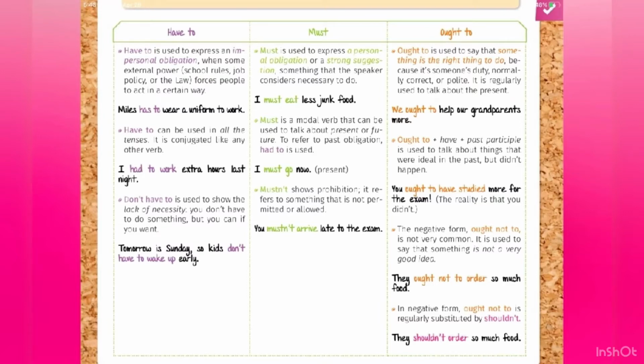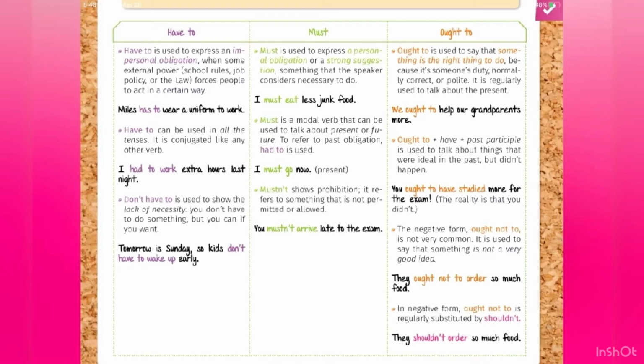The first one is have to. We use have to if we want to express an impersonal obligation, when some external power like school rules, job policy, or law forces people to act in a certain way. So this modal verb of have to is to express obligation. Let's look at the examples. Miles has to wear a uniform to work.